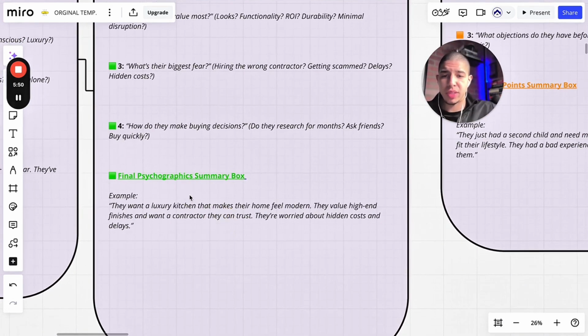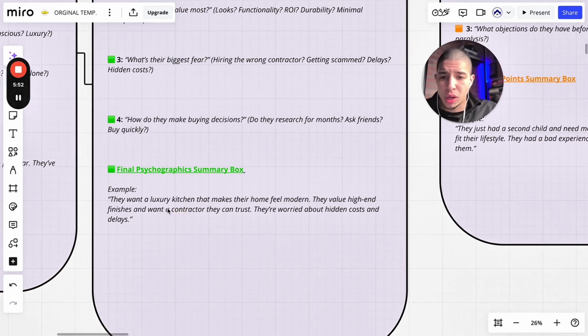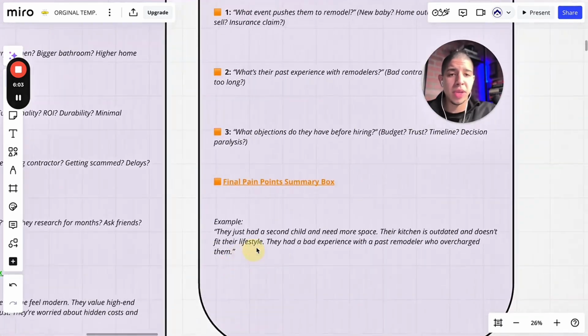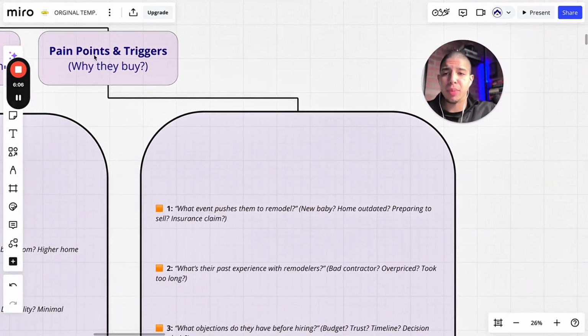Right. So for an example of a psychographic summary, they want a luxury kitchen that makes their home feel modern. They value high-end finishes and want a contractor they can trust. They're worried about hidden costs and delays. Makes reasonable sense. Next thing is going to be pain points and triggers.